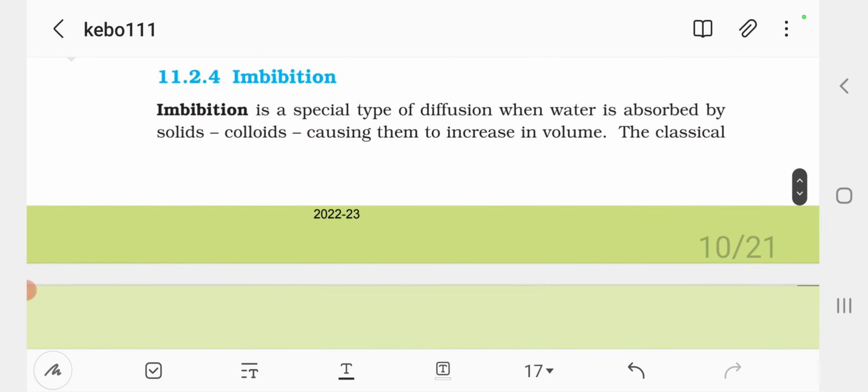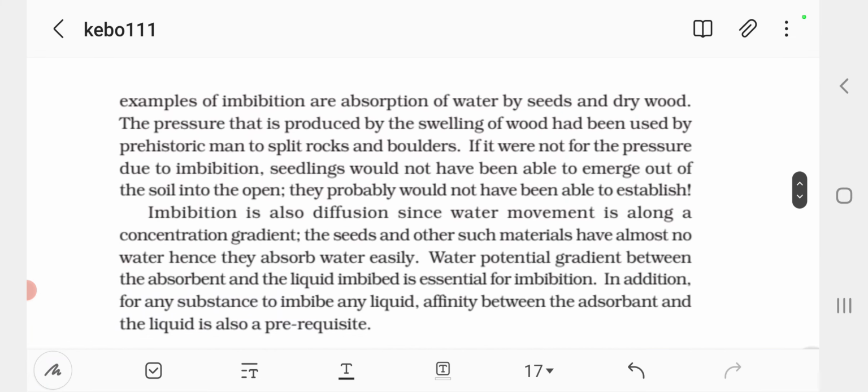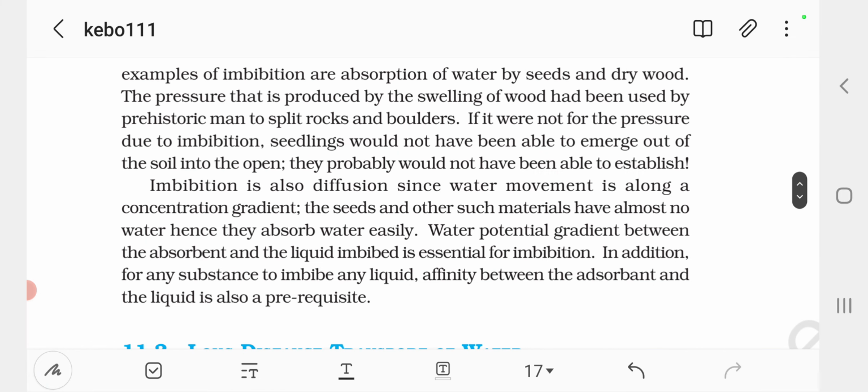11.2.4 Imbibition. Imbibition is a special type of diffusion when water is absorbed by solid colloids, causing them to increase in volume. The classical examples of imbibition are absorption of water by seeds and dry wood. The pressure that is produced by the swelling of wood was used by prehistoric man to split rocks and boulders. If it were not for the pressure due to imbibition, seedlings would not have been able to emerge out of the soil into the open. They probably would not have been able to establish.